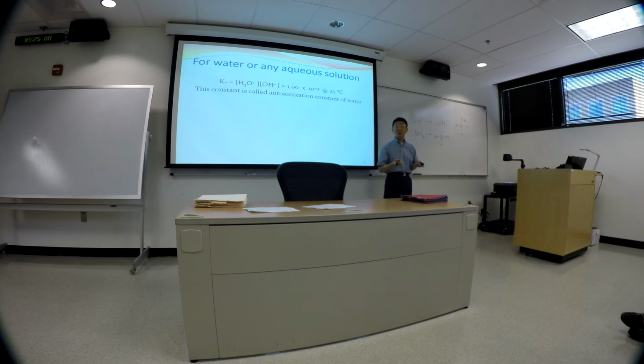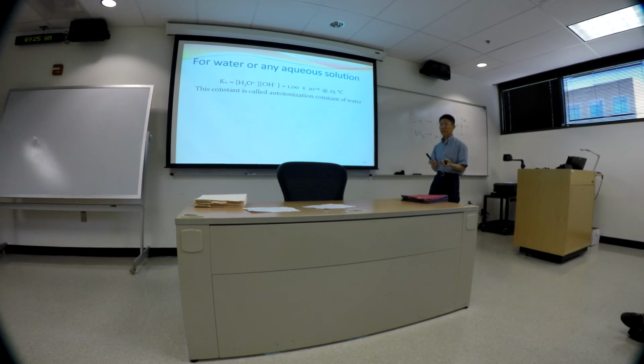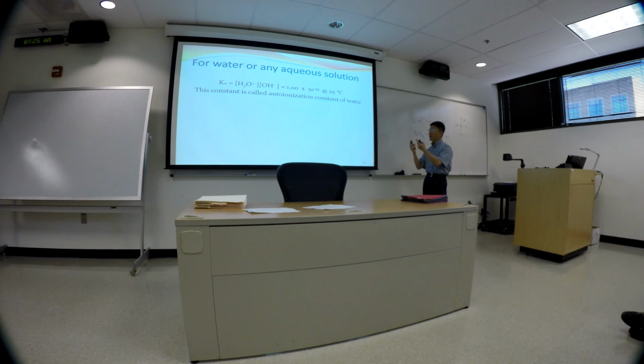This is very much similar to the wavelength and frequency relationship to the velocity of light. Lambda times nu equals the speed of light. So the concentrations multiplied by one another equal a constant. So if you know the concentration of one species, you know the concentration of the other. 1.00 times 10 to the negative 14 divided by whatever is given, and you find the concentration of the other species.